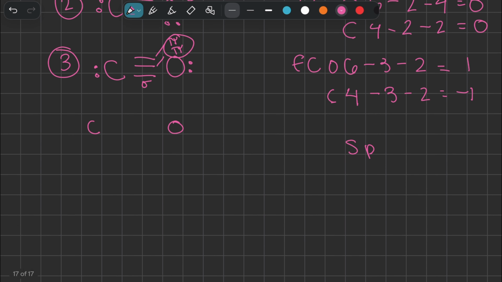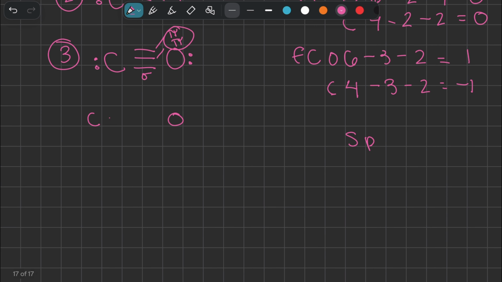We're going to do 2 peanuts. Let's do a peanut here, and peanut here, or as they call them in the homework, dumbbells. So we have our dumbbells here. These 2 dumbbells here create a sigma bond.